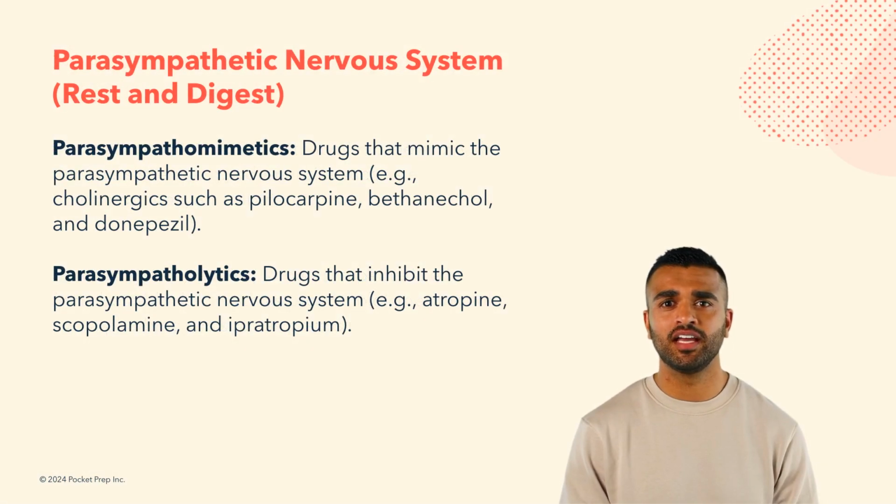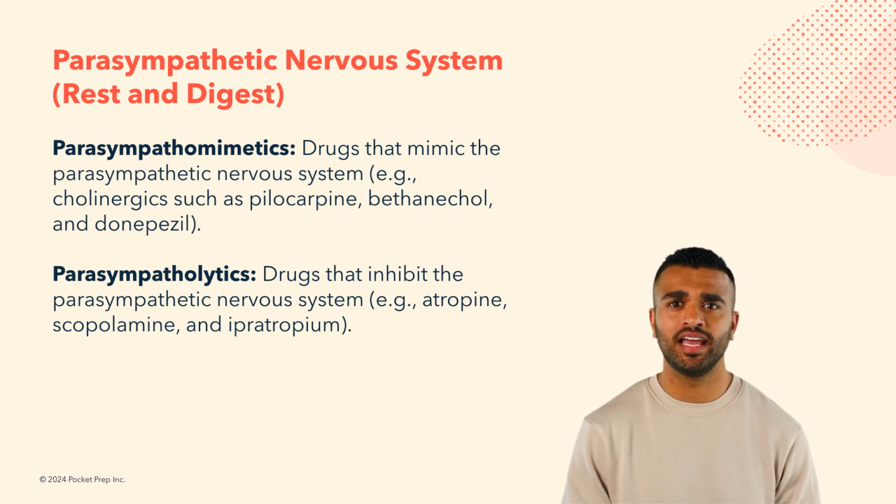Think of the parasympathetic nervous system as the body's rest and digest mode. Think of winding down before bed. Pupils constrict, heart rate and blood pressure drop, respiratory rate slows, and digestion increases. Parasympathomimetics are drugs that mimic the parasympathetic nervous system. Parasympatholytics are drugs that inhibit the parasympathetic nervous system.